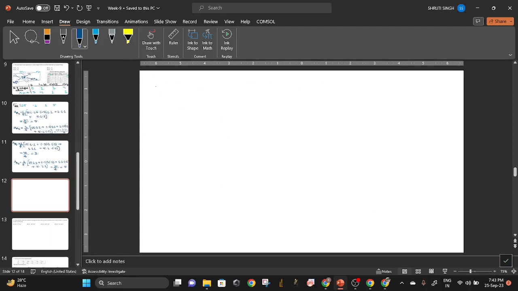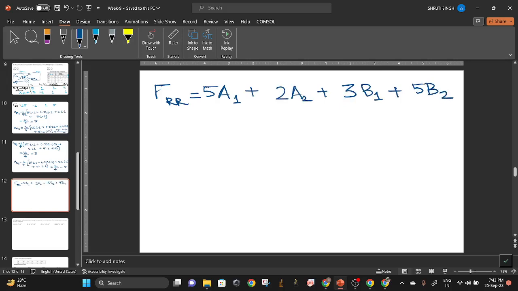So I can write as tau RR will be 5 times A1, 2 times A2, 3B1, and 5B2. Okay. Now what we need to do next? This is the total number of modes.